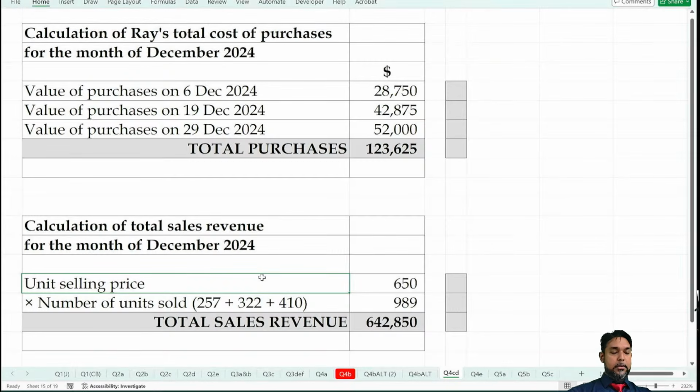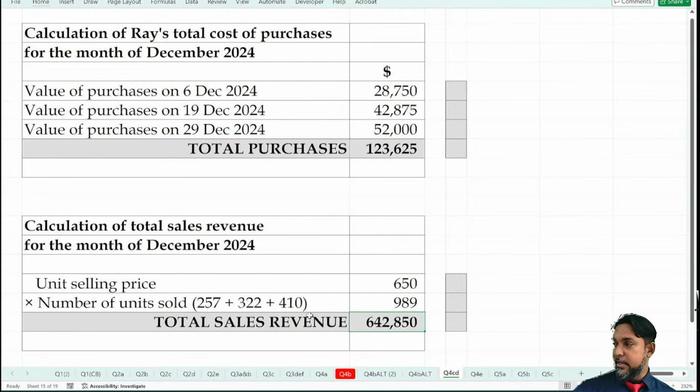Yeah, you add up 257, 322, and 410, I get 989, and you simply multiply that by the 650. Right? So 650 by 989 is 642,850. Does that help? Okay. All right, cool.